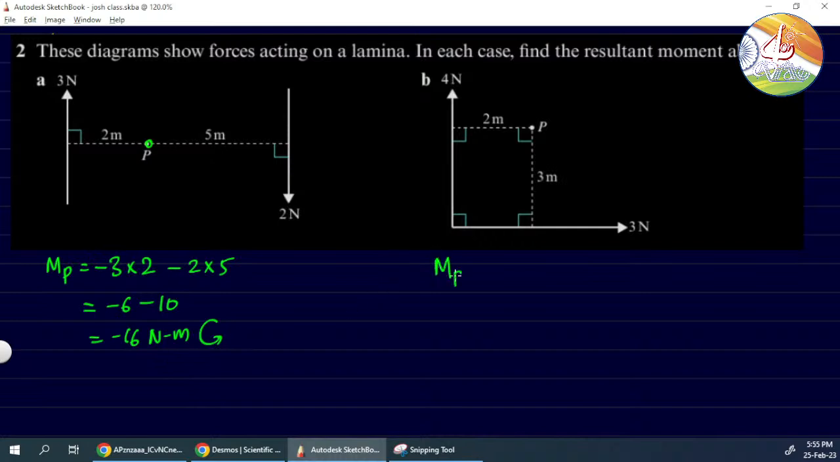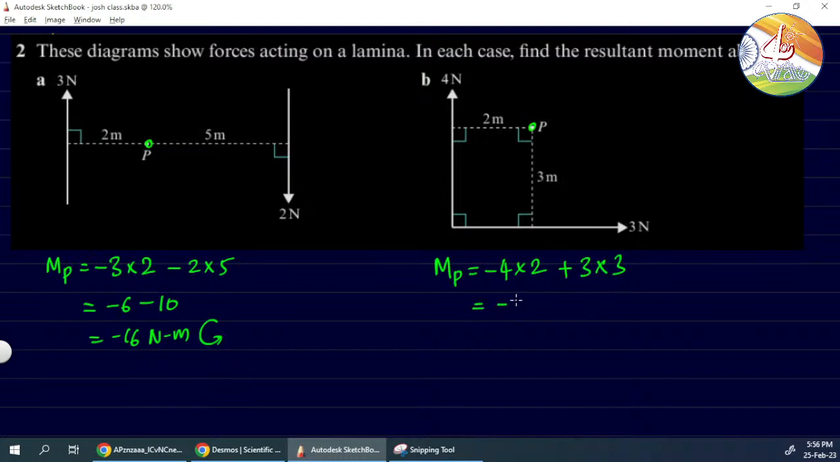Yes. Then here, moment about the point P. Now force here is 4, perpendicular distance is this one, that is 2, and this is moving in clockwise direction, so minus. Next force is 3, perpendicular distance is also 3, and this one is moving in anti-clockwise, so plus.